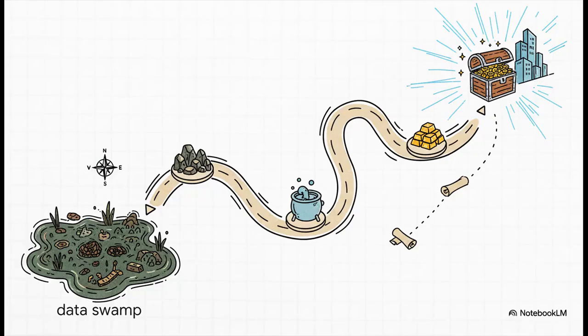So if your data is lost in that swamp, what's the fix? Well, the idea is actually pretty simple. We need to give it a map, a really clear, structured path to follow. And in the data world, that map has a name, the Medallion Architecture.